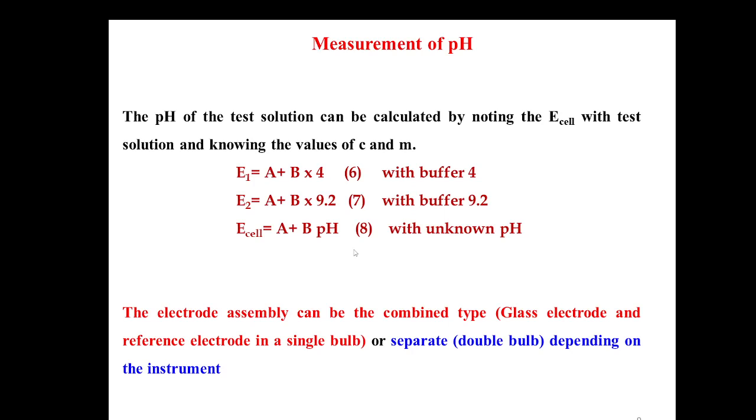Now this electrode assembly can be of the combined type, that is a glass electrode combined with a reference electrode in a single bulb, or of the double bulb type, depending on the instrument.